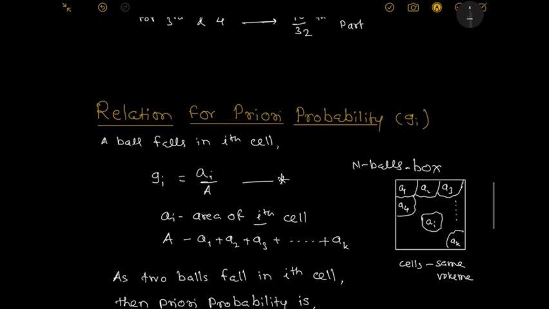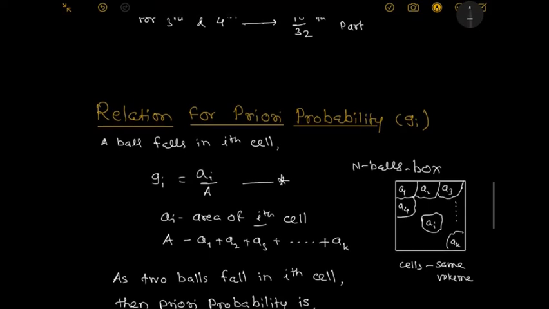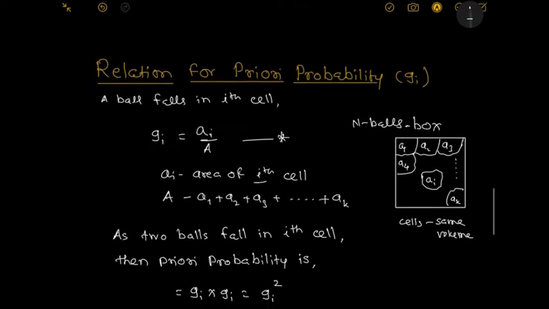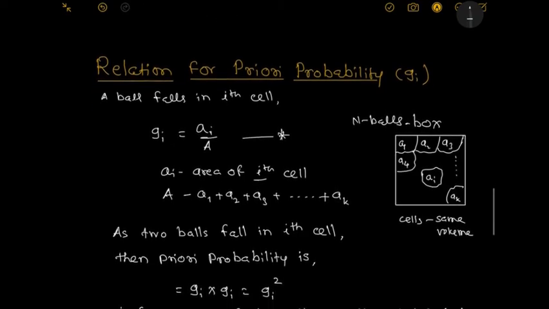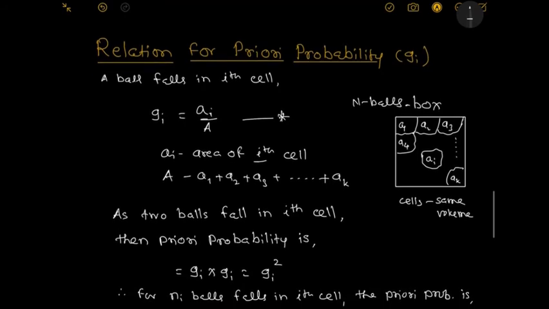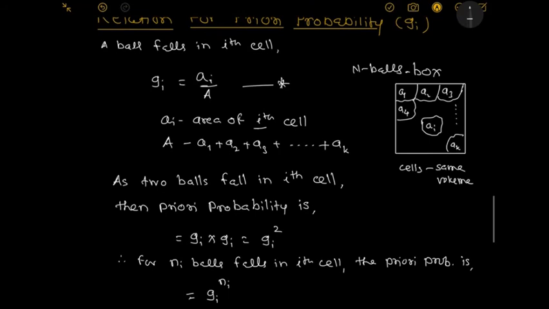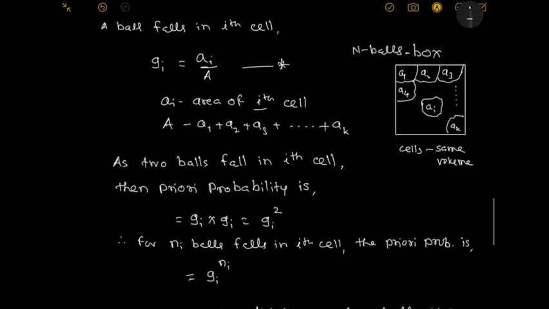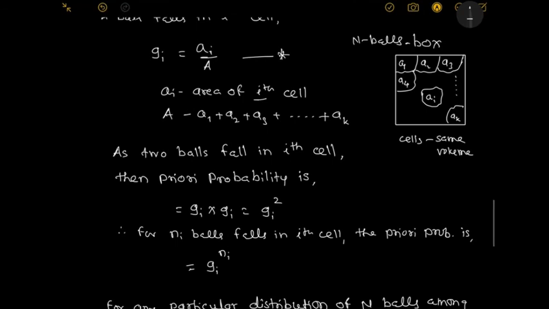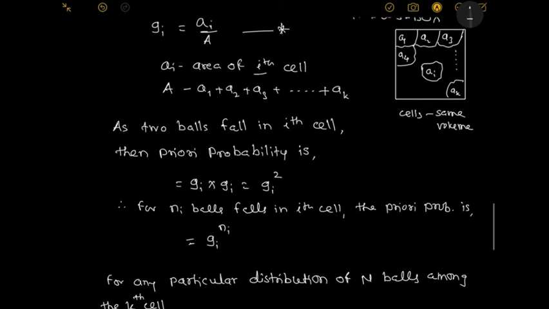Now suppose instead of a single ball, two balls fall in the same cell, then its a priori probability is Gi into Gi, that is Gi squared. In that way, if Ni balls fall in the ith cell, then its corresponding a priori probability becomes Gi raised to Ni. Now we find it for any particular distribution of n balls among the k cells.